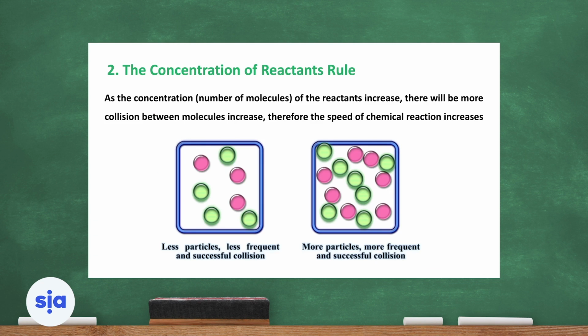Now the concentration of reactants rule. As the concentration, that's to say the number of molecules of the reactants, increases, there will be more collision between molecules. Therefore, the speed of chemical reaction will increase too. If you can see here, more particles, more collision, and here less particles, less collision. So which reaction will be the faster? Of course, with more particles and with more collision.